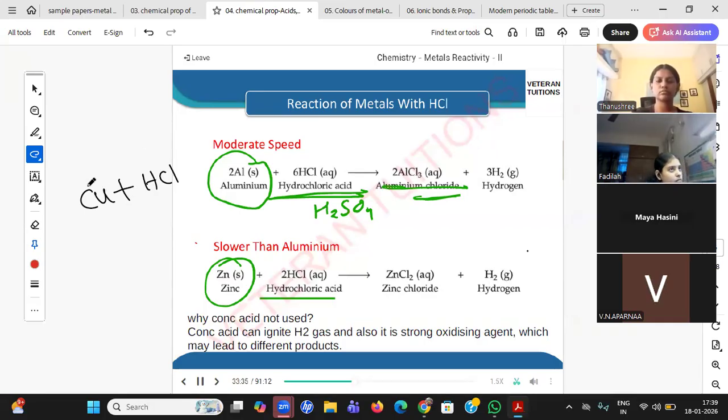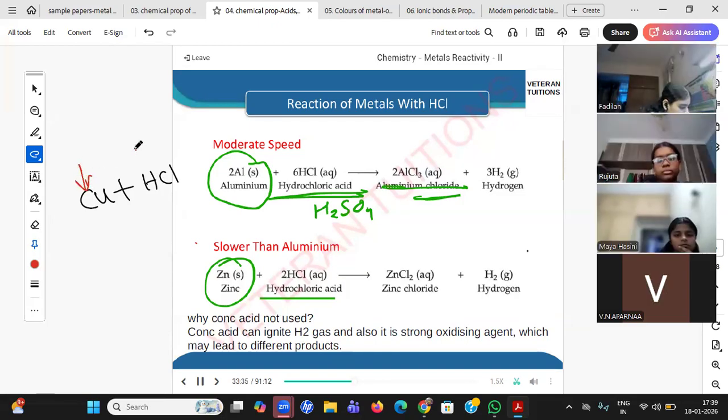Student, reactivity series, do you remember? In that, copper and hydrogen both are there. Which is more reactive? Very good. Okay, hydrogen is more reactive.